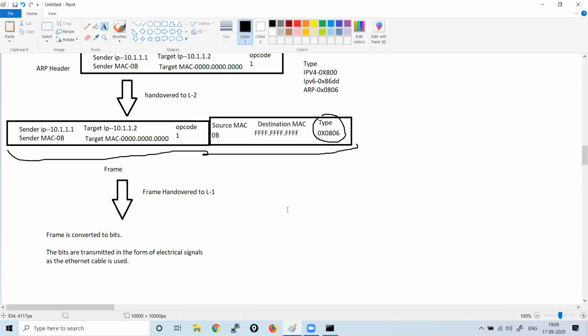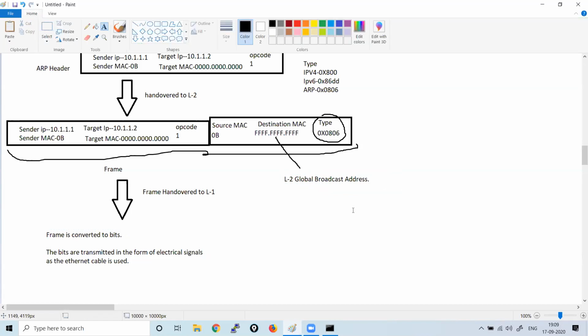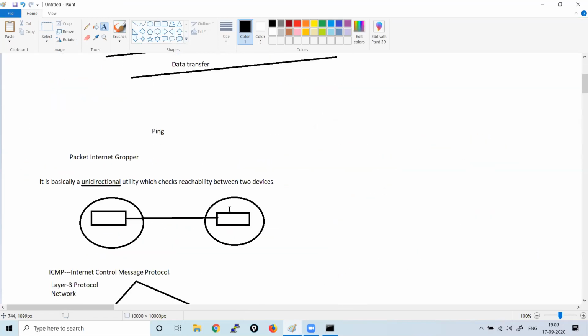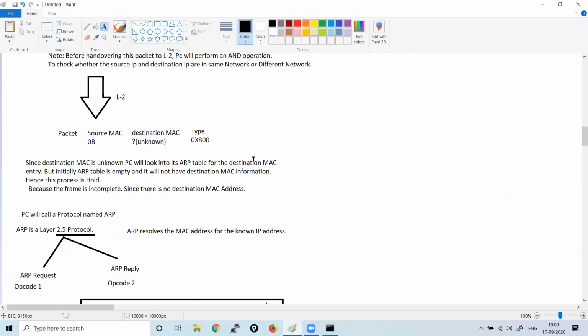Okay. Now, one important thing to be understood. What is this called? Layer 2 global broadcast address. Now, does the ARP really know where this device is? Do you think so, logically speaking? No.